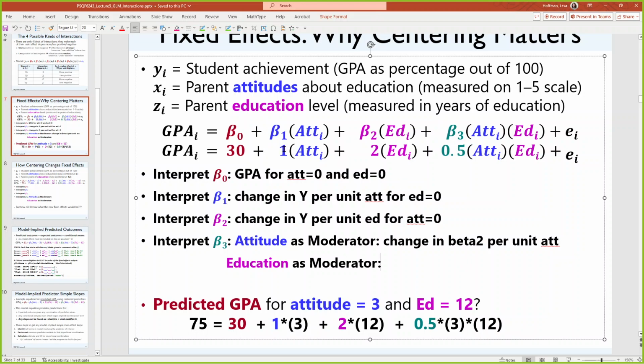If we go the other way and focus on the slope of attitudes being moderated by education, then it would be the reverse. Change in beta 1 per unit education. Oh, I did it backwards. Oh, no, I got it right. There we go. Now, is the interaction term conditional? Do I need to say anything further, like specific to this value being 0 or any of that?